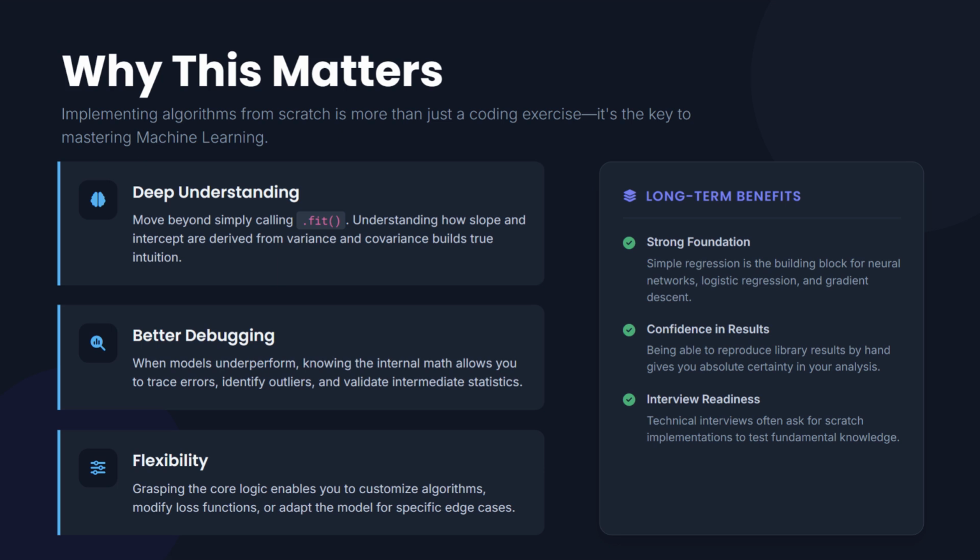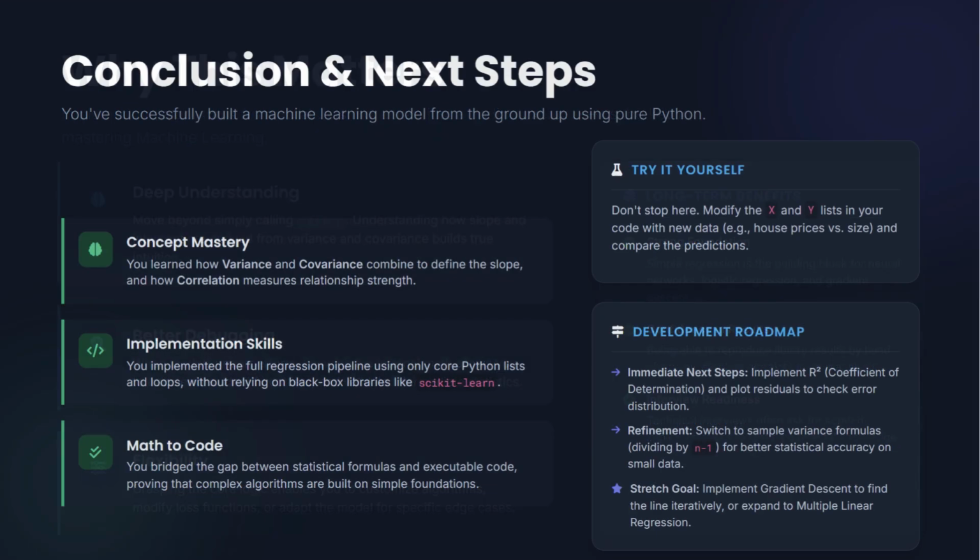Long-term benefits. This simple regression is the foundation for neural networks, logistic regression, and gradient descent. You gain full confidence because you can reproduce library results by hand. In interviews, companies love asking, "Build linear regression from scratch," and now you can do it perfectly. Congratulations! You have successfully built a complete machine learning model from the ground up using only pure Python.